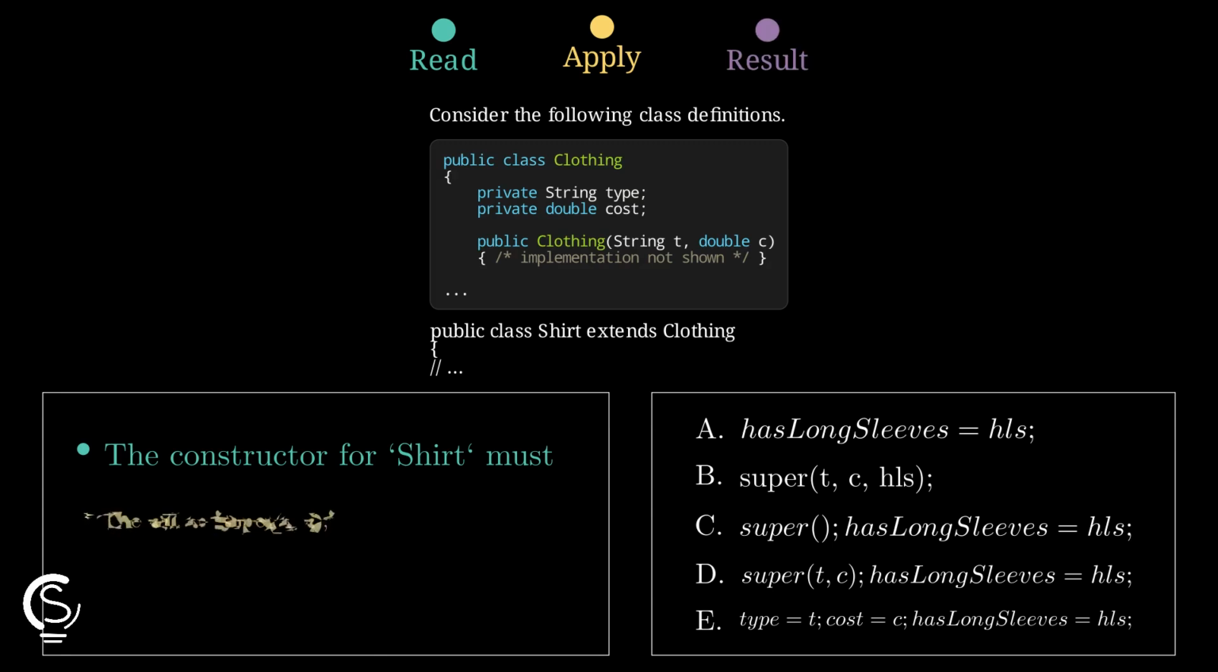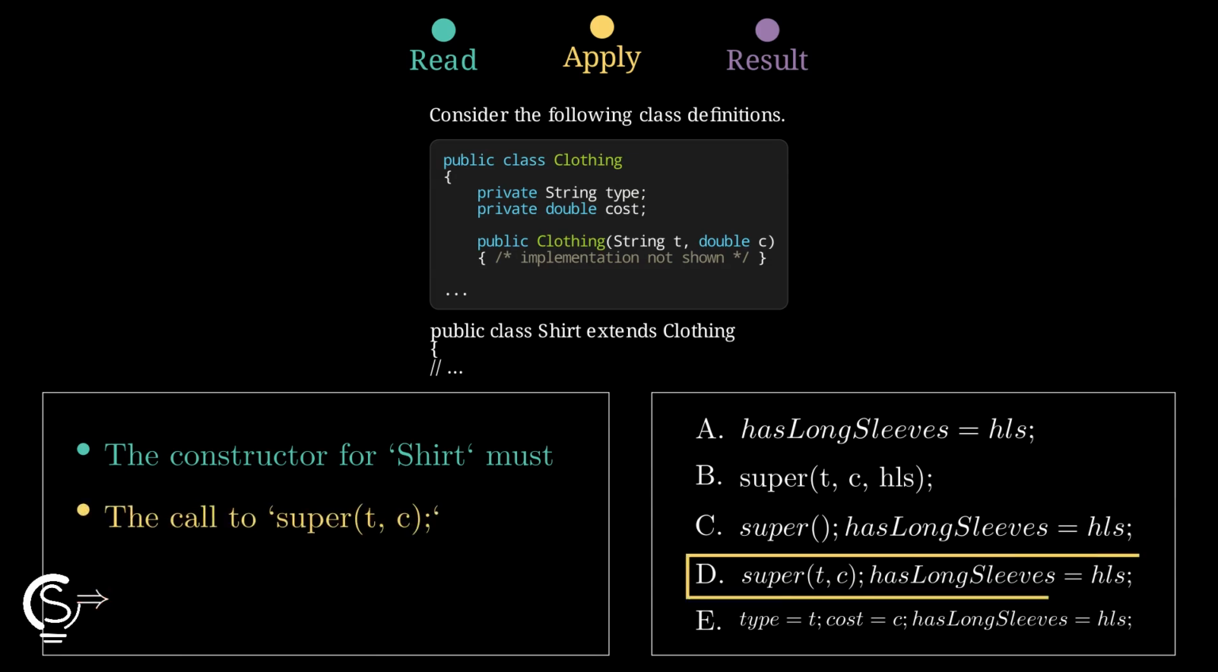Finally, we assign the Boolean value to our local variable. This makes option D the perfect choice for our missing code segment.